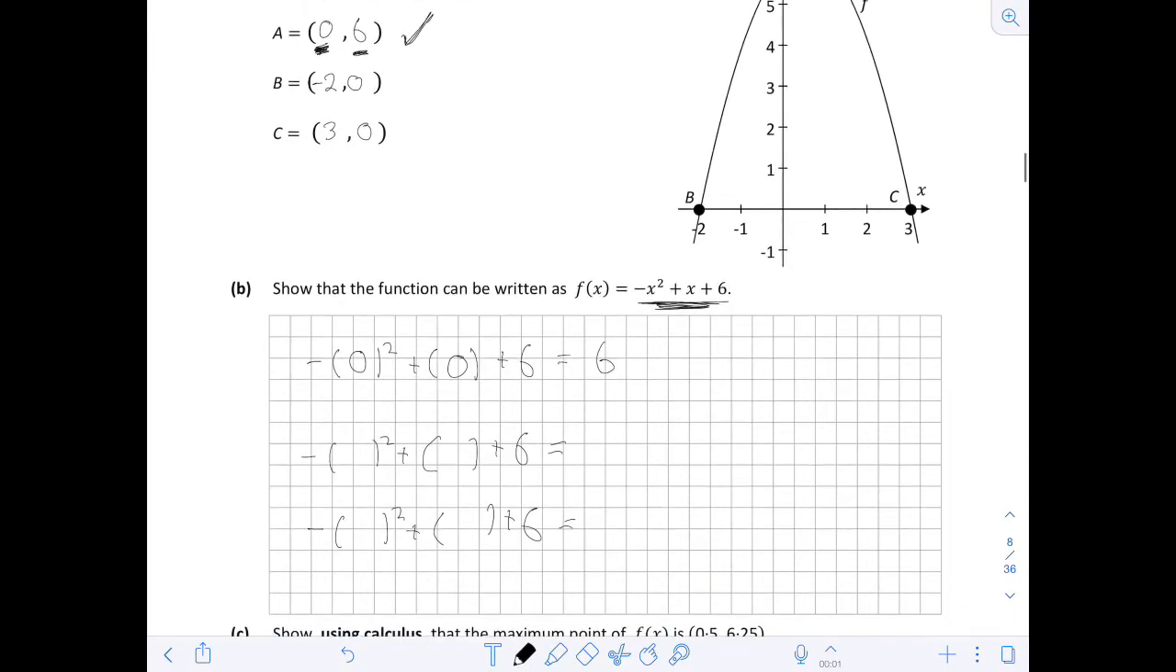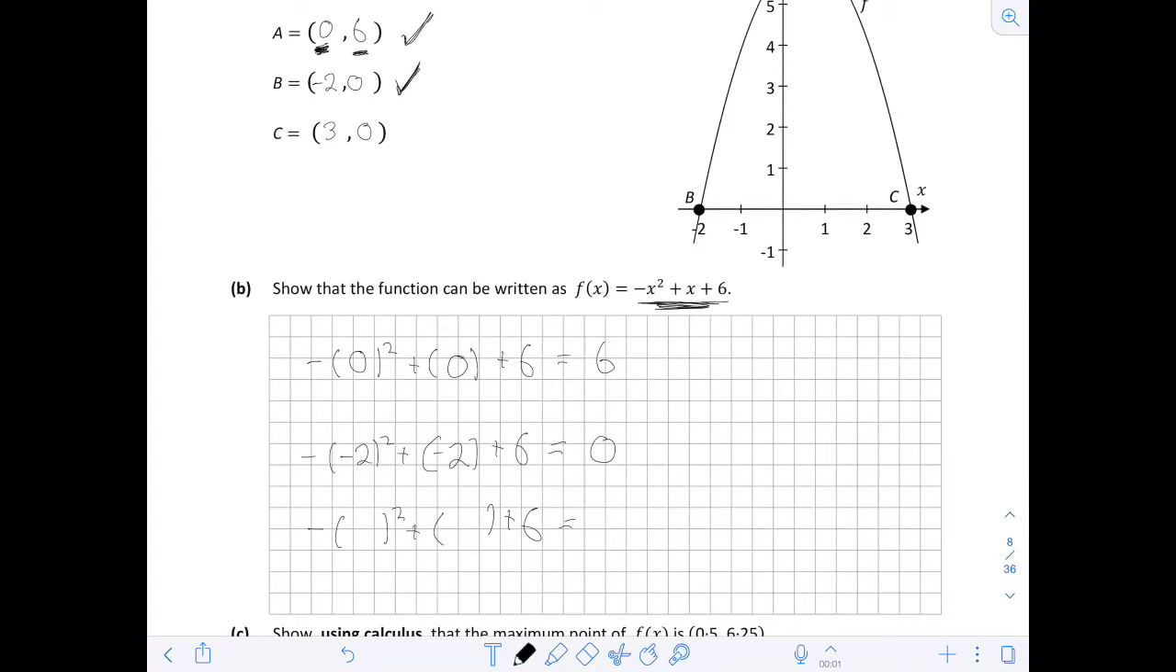Let's try the second one, B. So for the second one, I'm going to input a minus 2 into here and here. Let's do that now. And I could put that into my calculator if I wanted. So minus bracket minus 2 squared minus 2 plus bracket minus 2 plus 6 equals 0. So that holds up, and that's pretty good. So that 0 there corresponds to that 0 there. So when I put in a minus 2 into my function, I get out a 0. That's good. So we can now say that b is on our function.